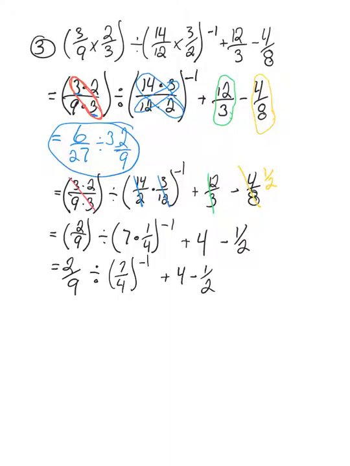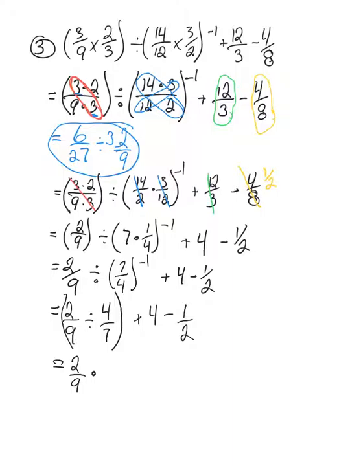So clearly, going by BEDMAS, brackets, exponents, we need to deal with the negative 1. Well, let's think about that. From the previous example, we know the negative 1 would flip the fraction. So it equals 2/9 divided by 4/7 plus 4 minus 1/2. And how do you divide fractions? You flip and multiply. 2/9 flipped and multiplied would be times 7/4, and look at that, can easily be reduced.